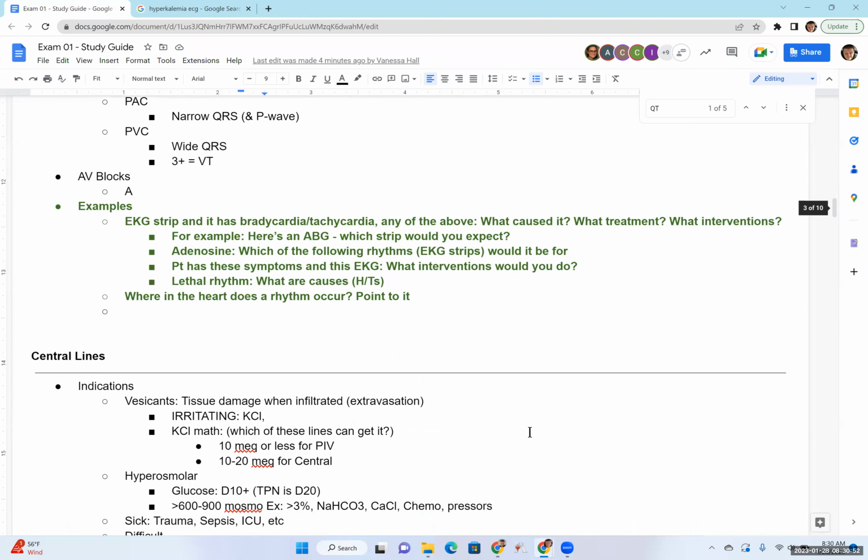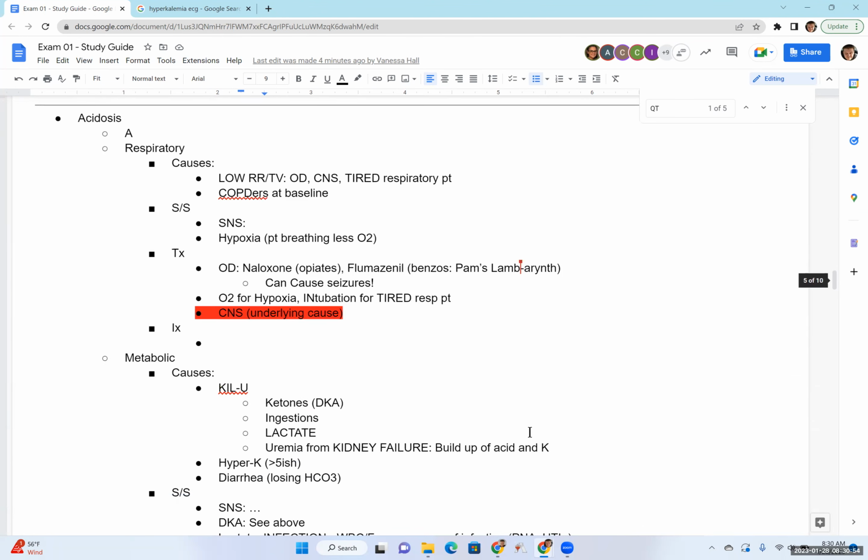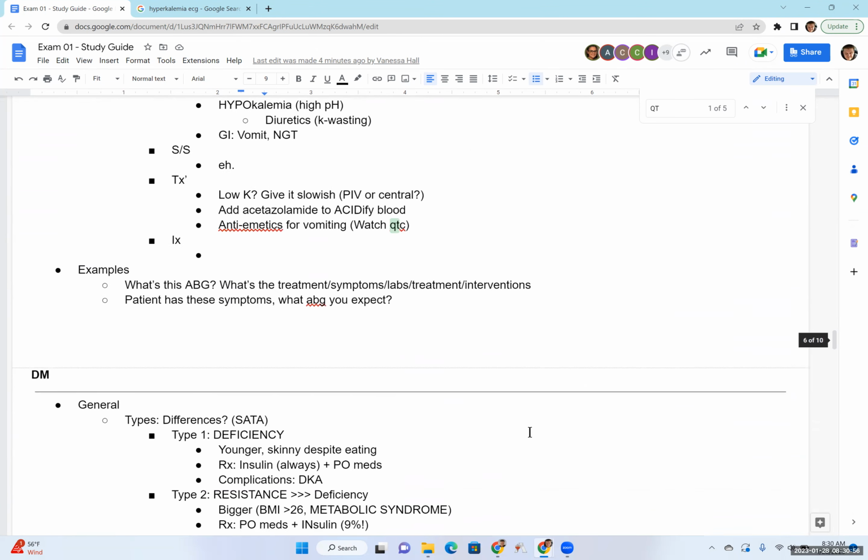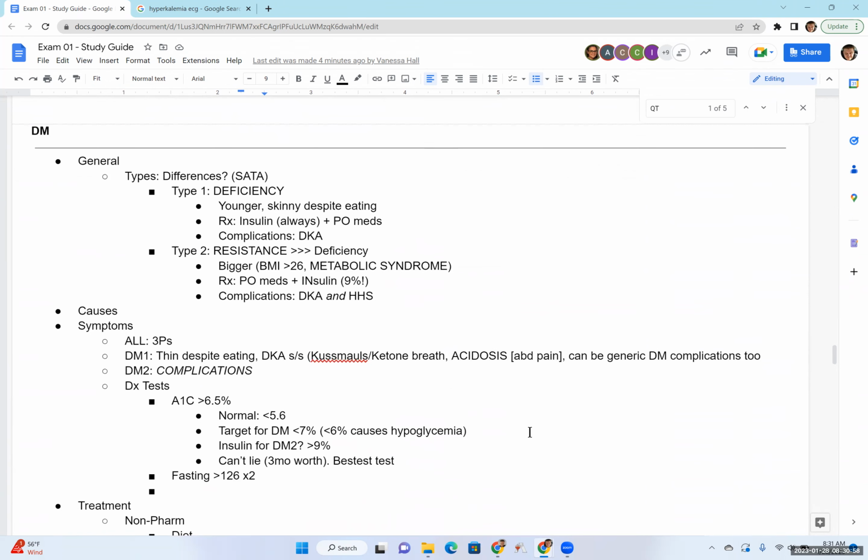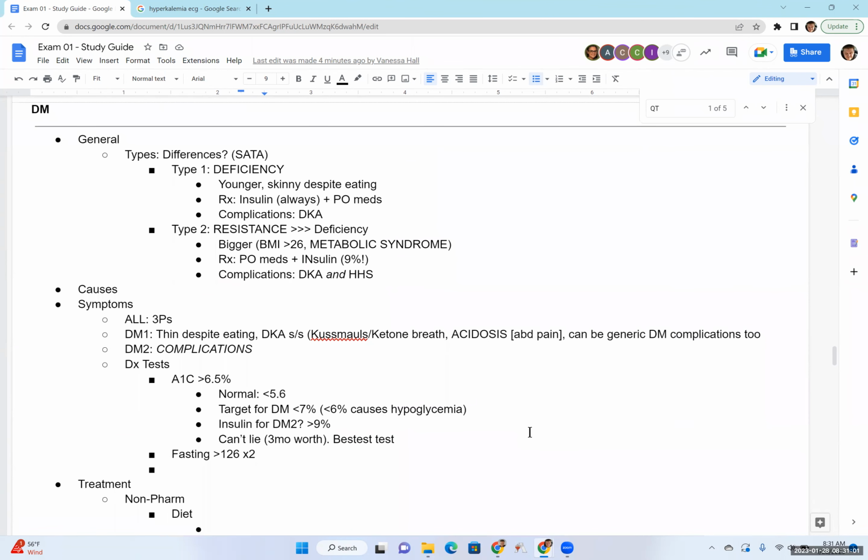Diabetes has a lot of complications, right? ABGs, and we can connect diabetes to ABGs, right? So knowing type 1 versus type 2, right? Which one has a thin appearance? Which one has a bigger appearance? Which one has A1C elevation?